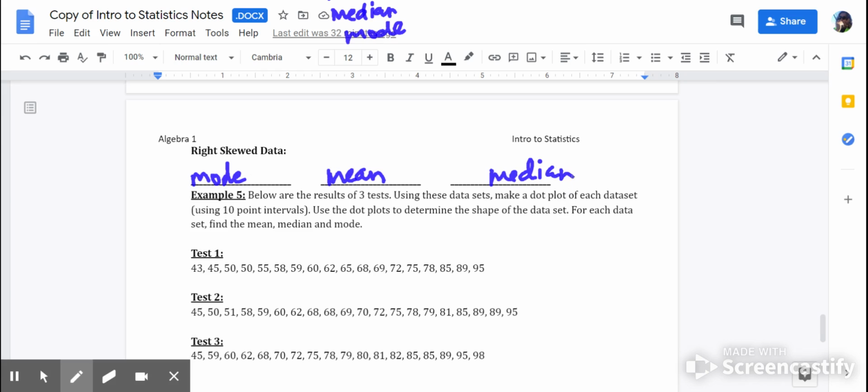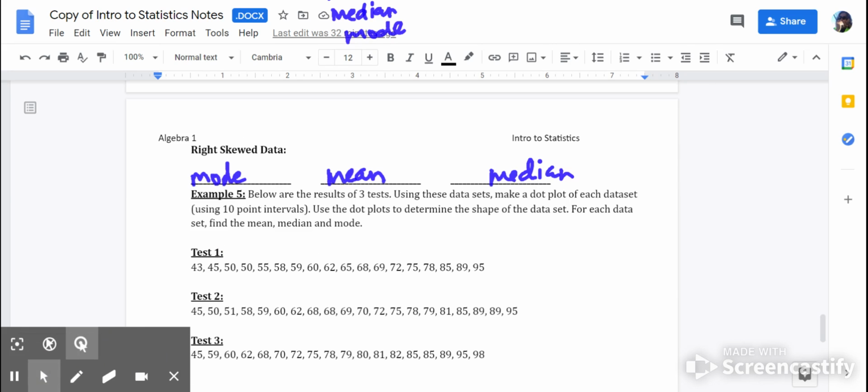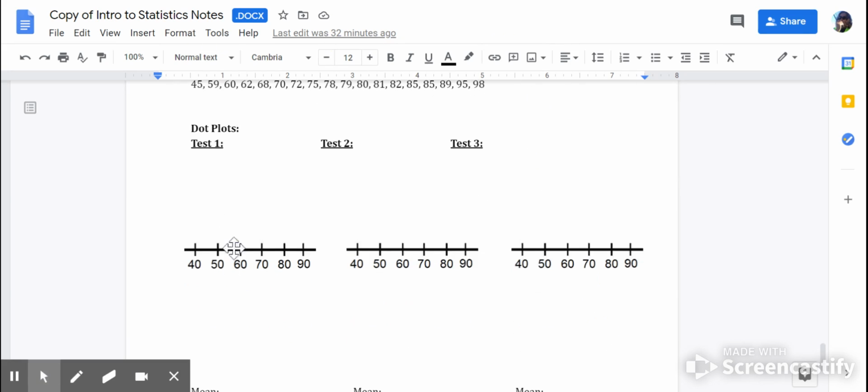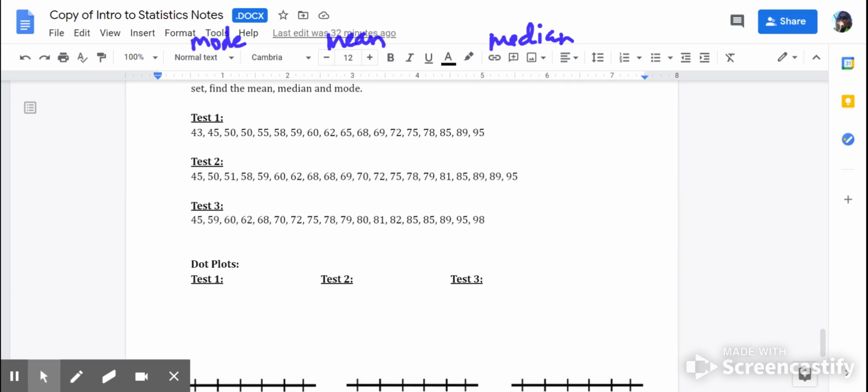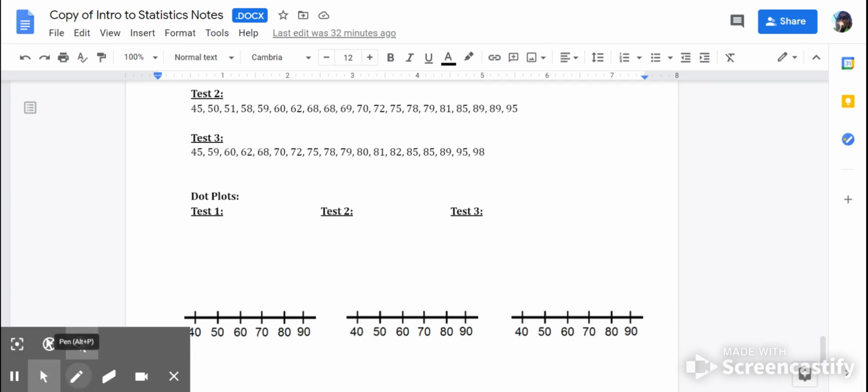So let's put everything that we've done into one problem. Example 5 here. We have the results of 3 different tests. They want us to create a dot plot from each using 10-point intervals, and then find the mean, median, and mode of each. So all I'm going to do is look at data set 1 here, and I'm going to put it on the dot plot that goes along with set 1. This wants us to do it in groups of 10.